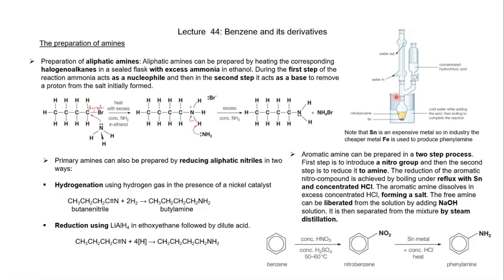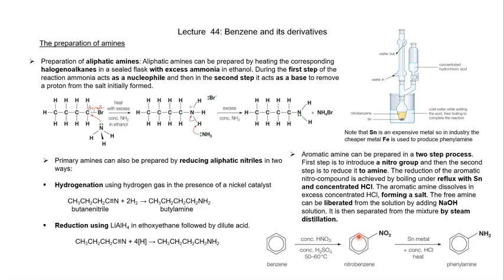It is a two-step process. First we introduce a nitro group. Here is benzene. We are introducing a nitro group. What we do, we take concentrated nitric acid and concentrated sulfuric acid, and the reaction temperature is around 50 to 60 degrees Celsius. In the first step, we introduce a nitro group there. We call it nitrobenzene then.